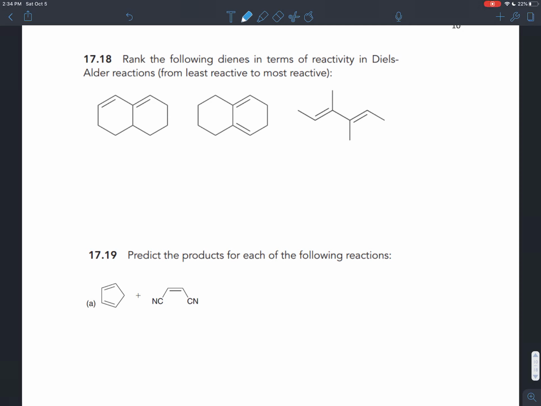Exercise 1718 is just making sure that you understand what it means for a conjugated pi system to be s-cis versus s-trans, and that the Diels-Alder reaction only works when the conjugated pi system is s-cis. So we're used to thinking about double bonds as cis or trans.